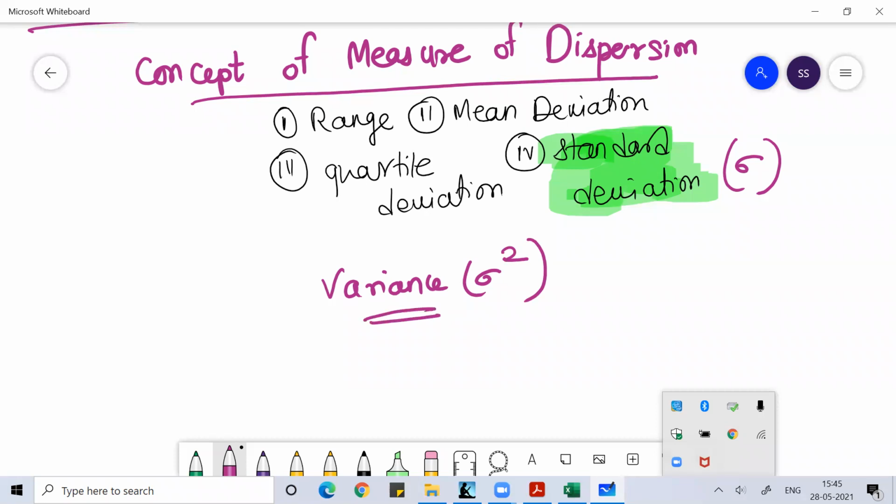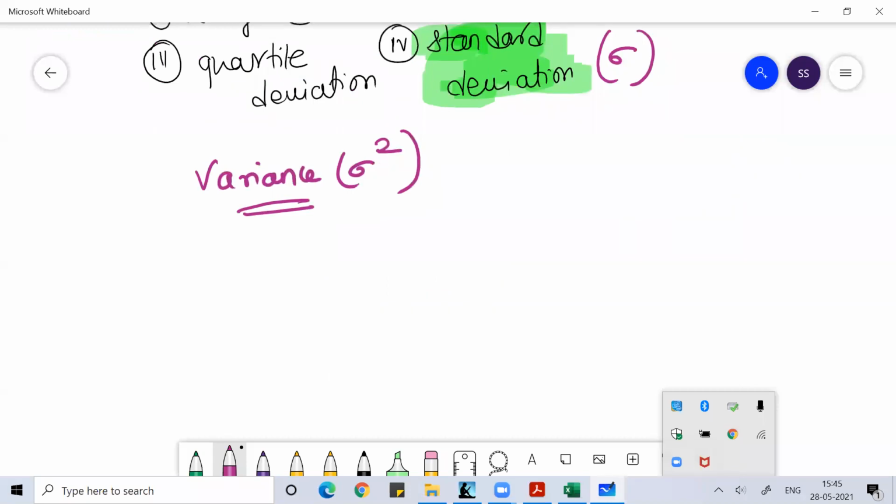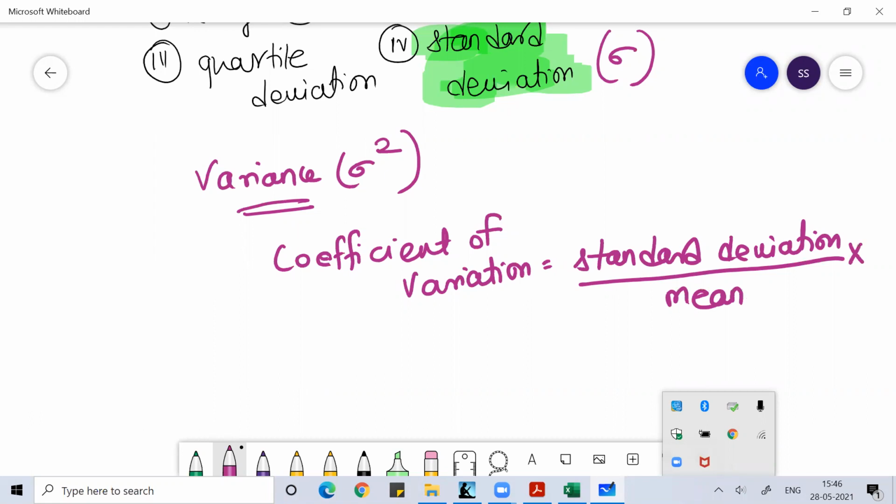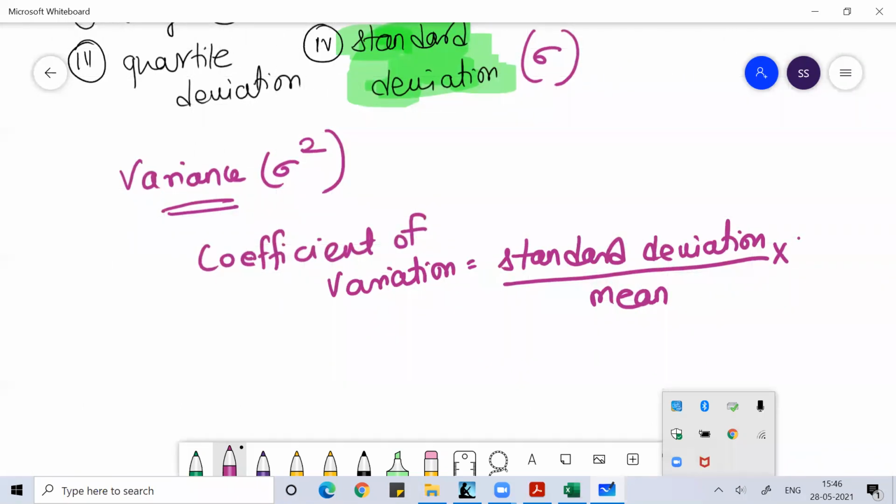Then there's another term which you can remember, called coefficient of variation or variance. The formula for that is standard deviation divided by mean, into 100. That we call the coefficient of variation.